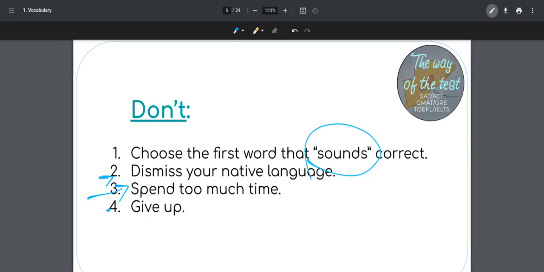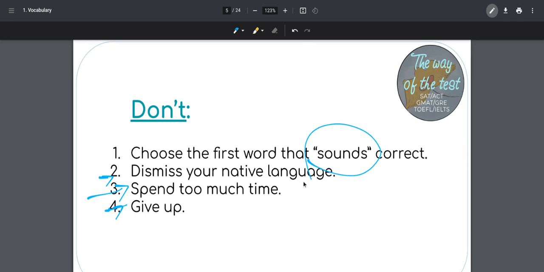And finally, don't give up. I know this sounds contradictory because I just told you not to spend too much time. I told you to move on, but I'm also telling you not to give up. Well, don't give up when you're practicing. You definitely want to understand, analyze, get the words that you want, especially when you're practicing. As I told you, you may even take 2 minutes on one single vocabulary question when you practice. But by the time you get to the exam, you move on.